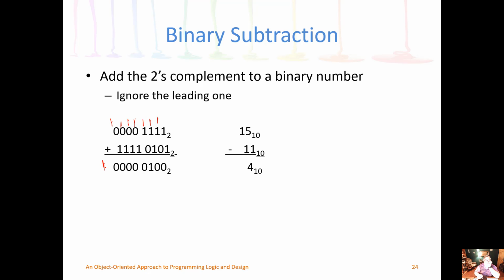But if I ignore the leading 1 and just leave it this way, what this becomes in decimal is 15 minus 11. So this is 15. This is a negative 11, and it's the same thing as 15 minus 11, which is 4. This is a 4 in binary, if I ignore the leading 1.